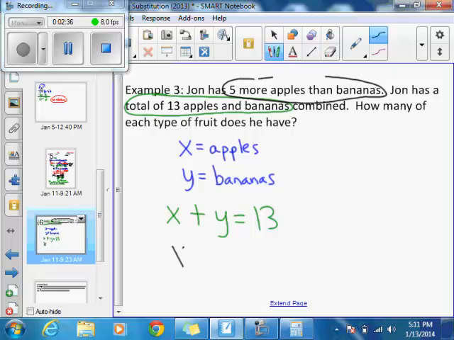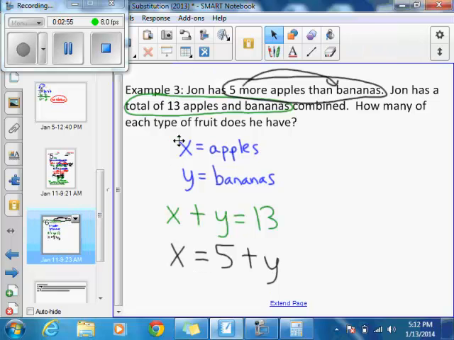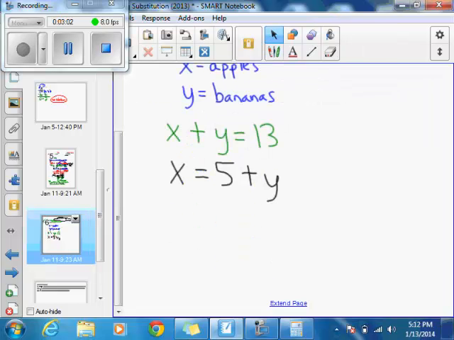And then I'm going to put an equal sign. And I have 5 more than the amount of bananas. So 5 more than means add the amount of bananas I have. How many bananas do I have? I have Y bananas. Okay, so now I have 2 separate equations. I have a system. Now I can solve using substitution.